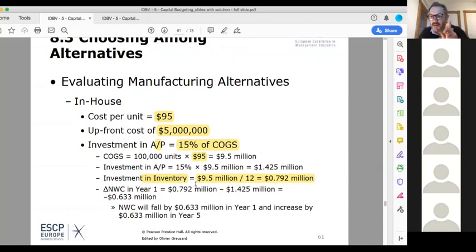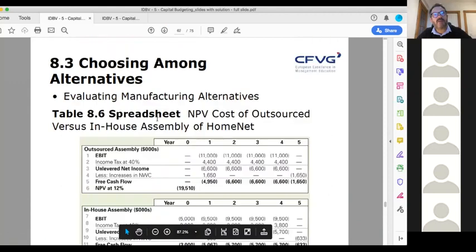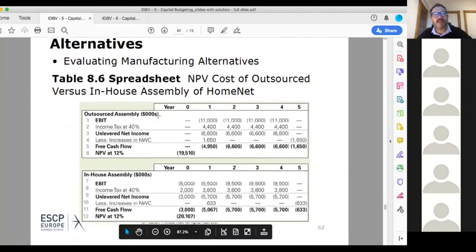95 versus 110, but when you have 95, you have 5 million at date zero in additional cost. And we have some difference in the working capital because the accounts payable is not for the same amount. It's 15% of the cost of goods sold, but the cost of goods sold is 110 versus 95. Okay, so it changes. And when we have in-house, we also have an additional inventory to build.